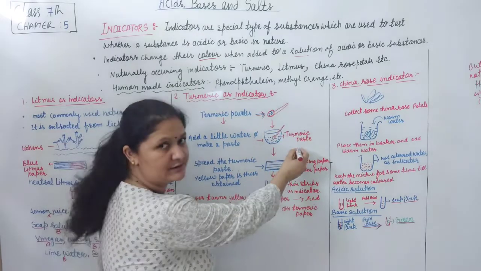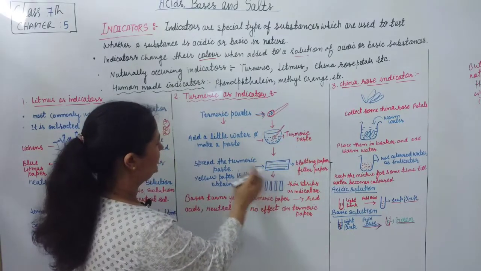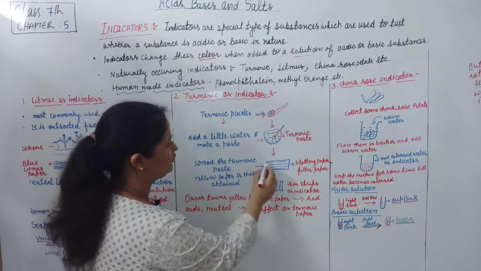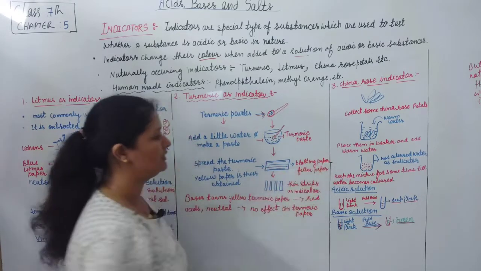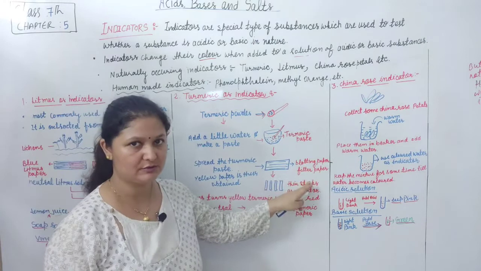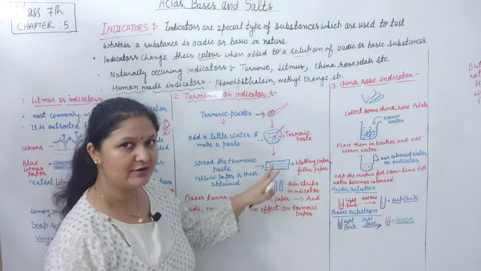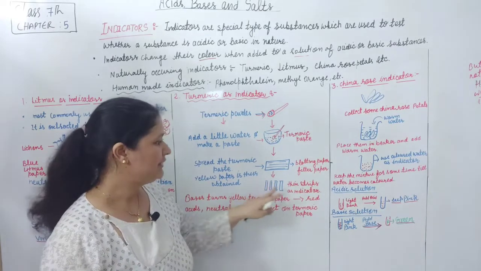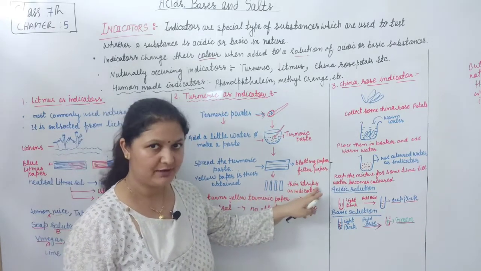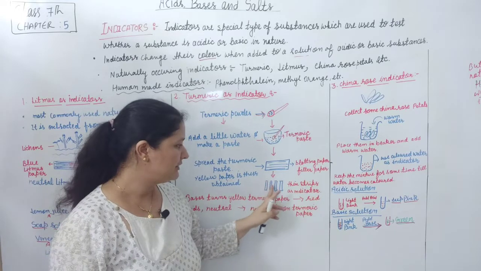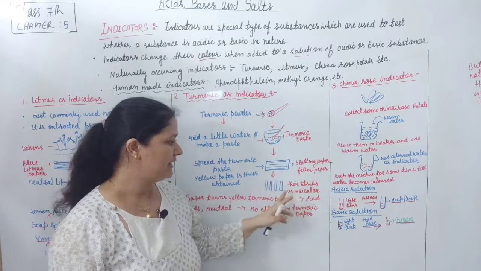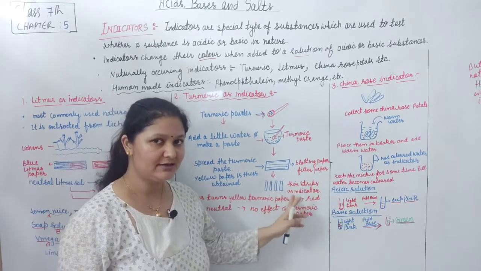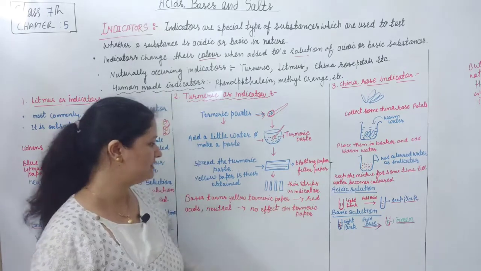This is turmeric paste. After that you spread the turmeric paste on the blotting paper. You can say this filter paper also, okay. Now your yellow paper is ready. After that you cut this paper into thin strips and you can use these as indicators, right students?